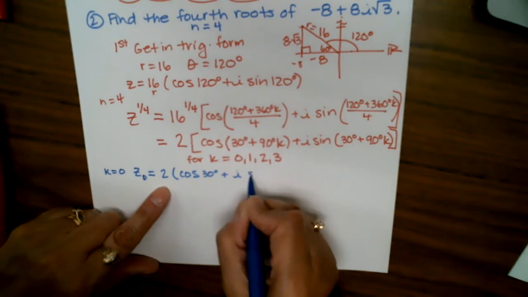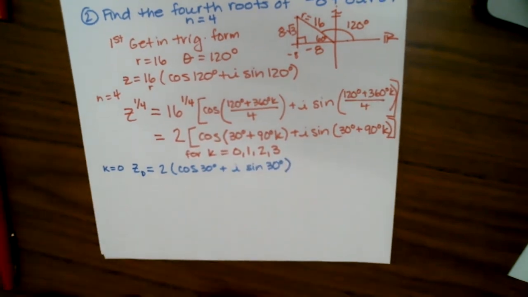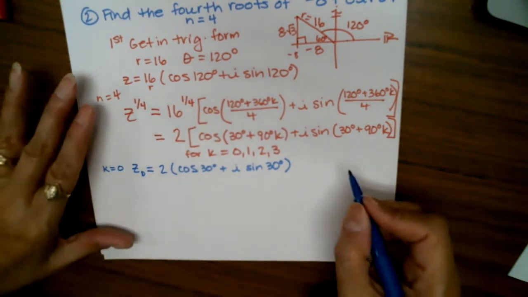Plus i times the sine of 30 degrees. There's the first answer. Well, what you're going to have to do is change it back. You can change it back now, or you can change it back later. Might as well change it back to a plus bi form.